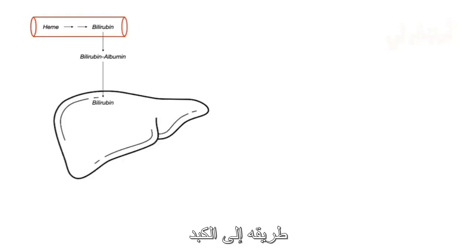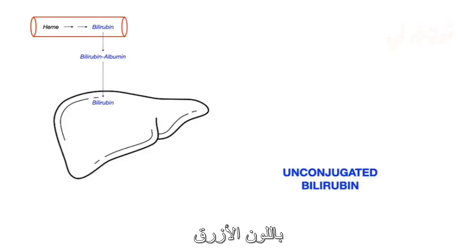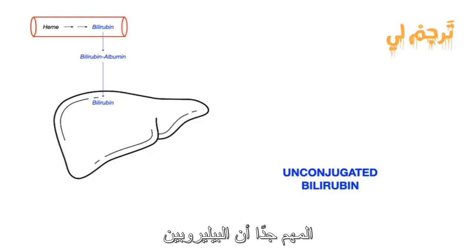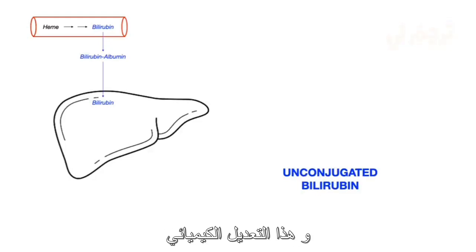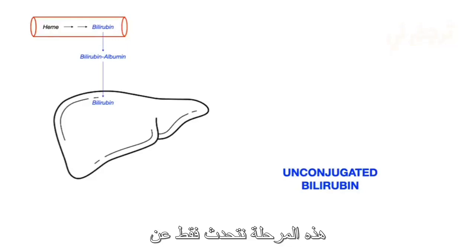Now, let me be clear. Everything that we've talked about so far, which I'm going to show you now by highlighting all the different bilirubin in blue, this is all unconjugated bilirubin because, again, just to really harp on this because it's so important, the bilirubin has not yet been modified in the liver. And it's that chemical modification that's going to occur shortly that's ultimately going to conjugate it. So at this point, we're talking merely about unconjugated bilirubin.